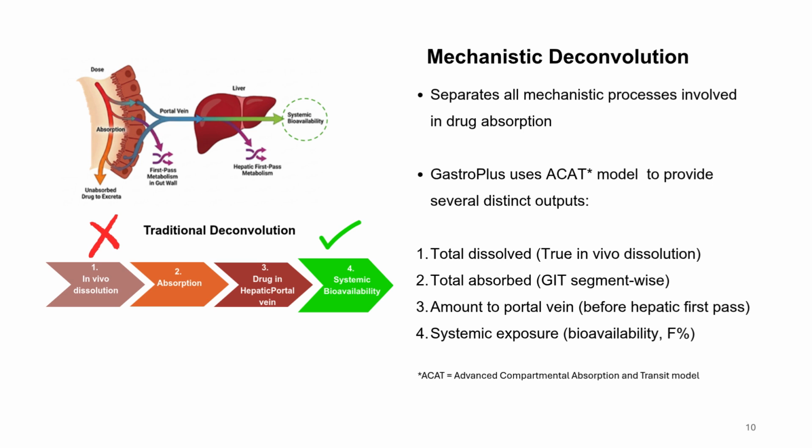GastroPlus uses the ACAT, or Advanced Compartmental Absorption and Transit model, to provide several distinct outputs like total drug dissolved, representing true in vivo dissolution, total drug absorbed, representing segment by segment gastrointestinal absorption, amount reaching the portal vein before hepatic first pass, and the final systemic exposure or percent bioavailability.